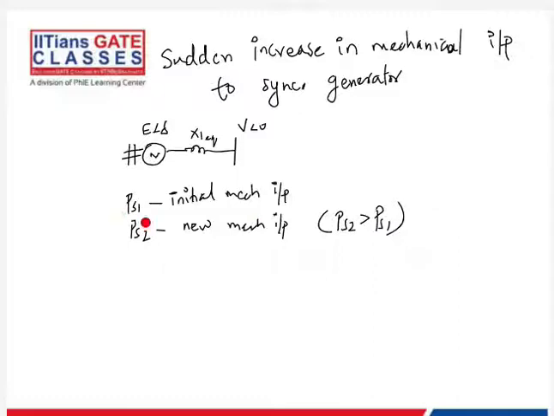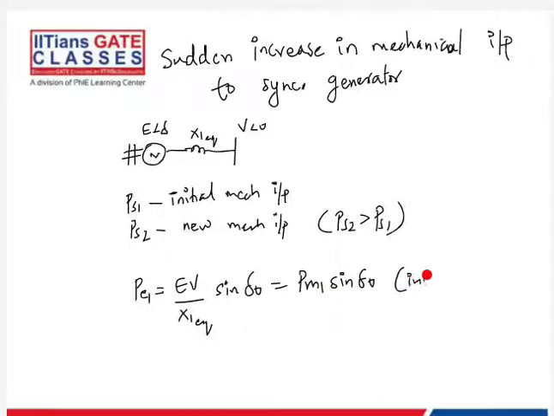So when PS1 was the mechanical input, there would have been an electrical output. What would that be? It would be EV by X1 equivalent sine delta 0. So we are marking the initial delta as delta 0. This is our PM1 in delta 0, so this is our initial output.